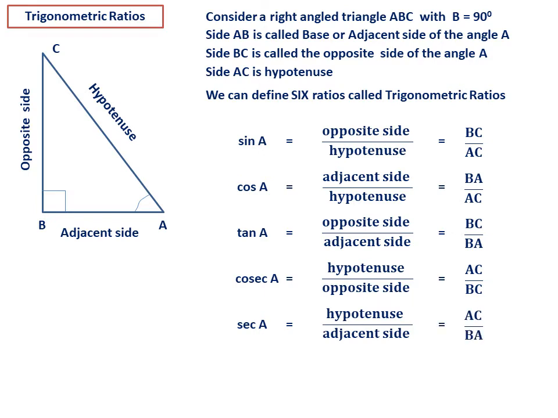And one more ratio is remaining. That is the reciprocal of tan. That is cot A. That is equal to adjacent side by opposite side. And that is equal to BA by BC.